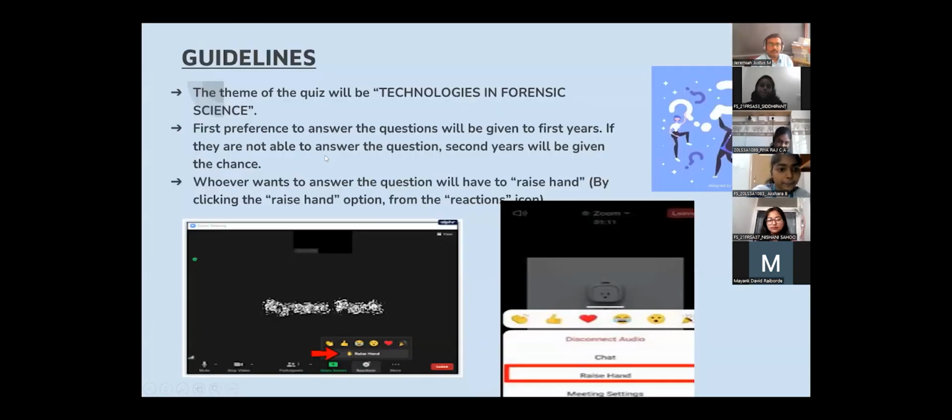The main theme of today's quiz will be technologies in forensic science. The first preference to answer the questions will be given to first years. If they're not able to answer those questions, it will be given to the second years. If anyone wants to answer the questions, they will have to raise their hands by clicking the raise hand option in the reaction icon. The first image is for those using a desktop or laptop, and the second image is for those using a phone.